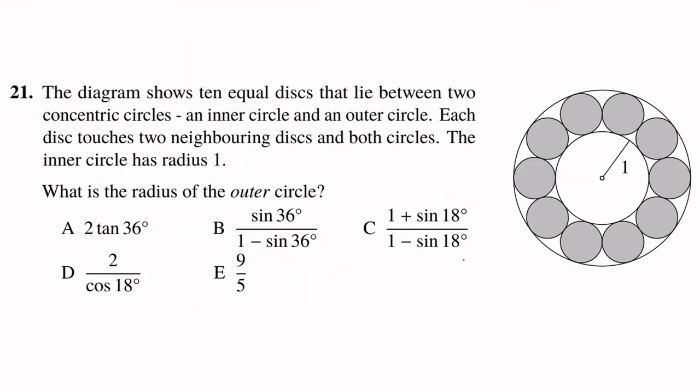So if we go back here, of course, we can circle the 1 plus sine 18 over 1 minus sine 18 and think to ourselves, you know what, we did really well in this question, therefore you can be happy with yourself now.